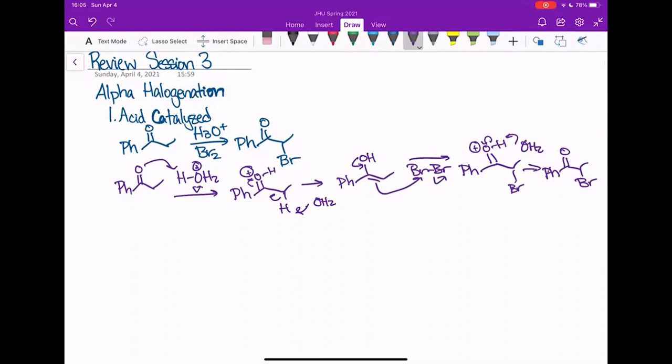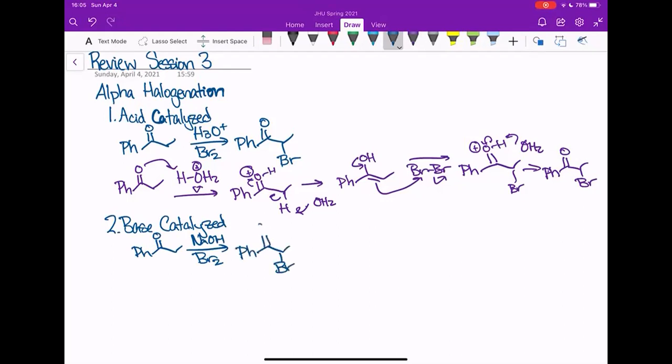Okay. On the other side of that, you can also do your base catalyzed reaction. And so in this case, instead of using your acid, you'll just do any base. So I'll use NaOH, Br2. And that will give you not the same product, because you'll brominate twice for each of the available hydrogens on that alpha position. Okay.